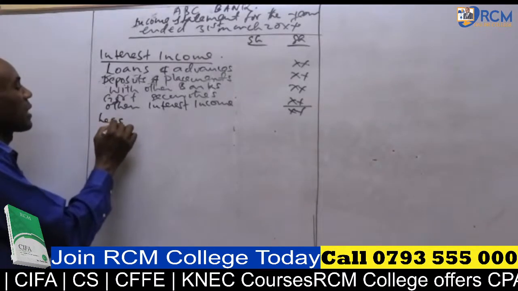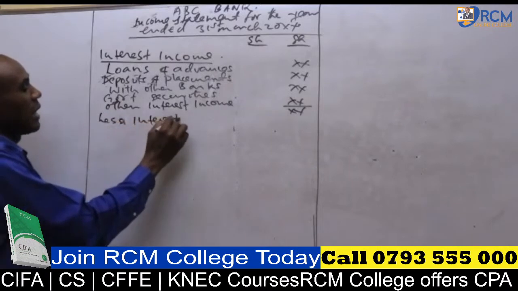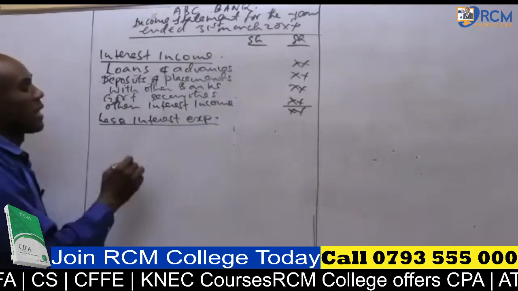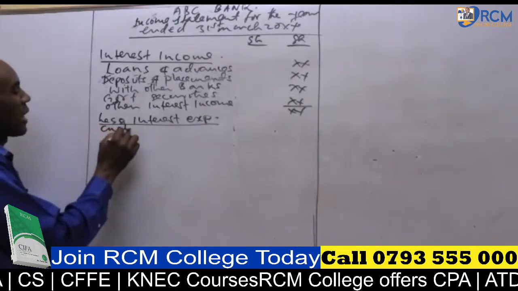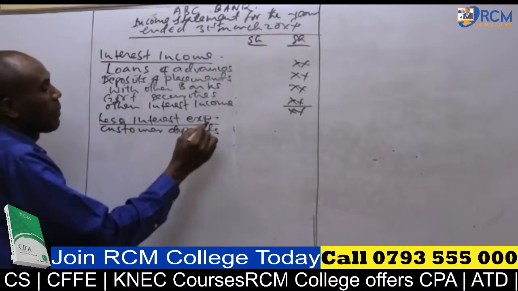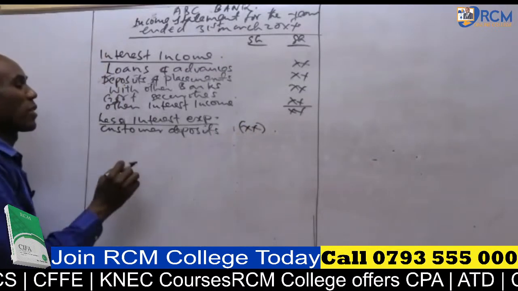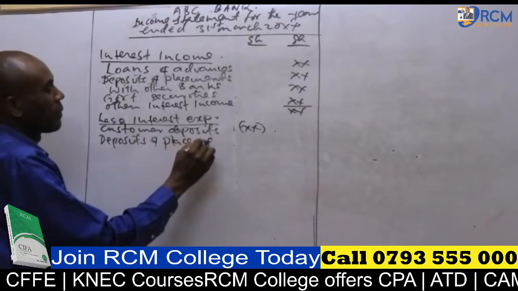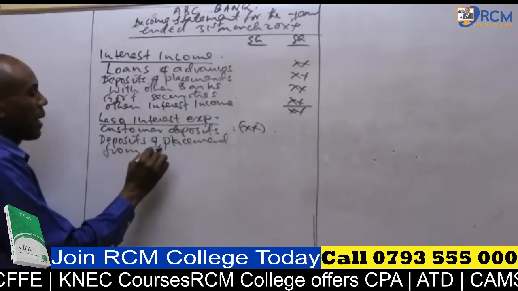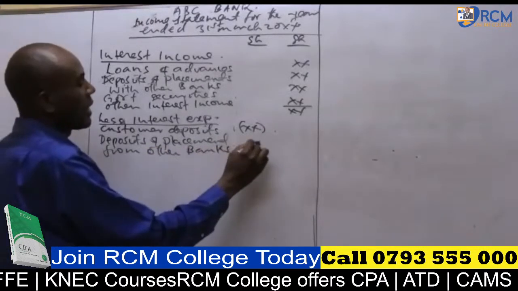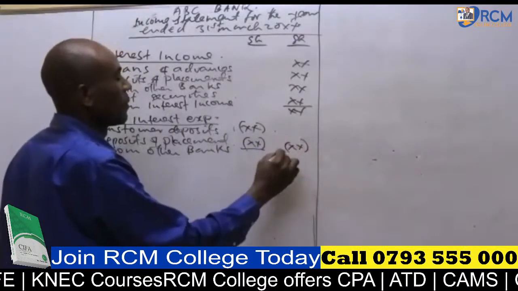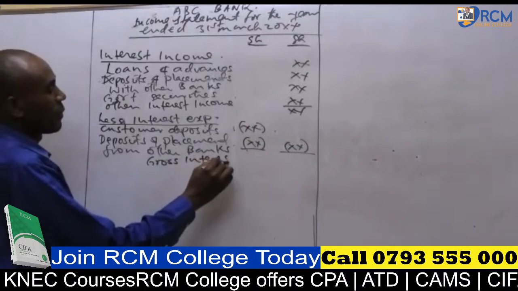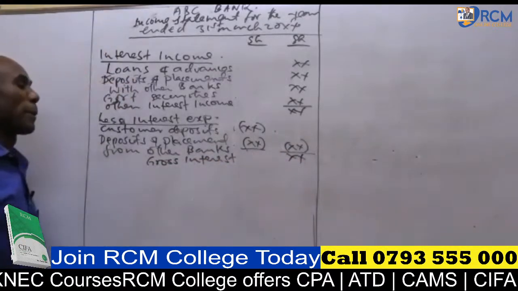Then we come to less interest expenses. Where do we get this interest expense? From customer deposits, we pay interest in the first column there. Then deposits and placements from other banks, that is interest expense. Then we get total there. After we get that total, we get our gross interest.